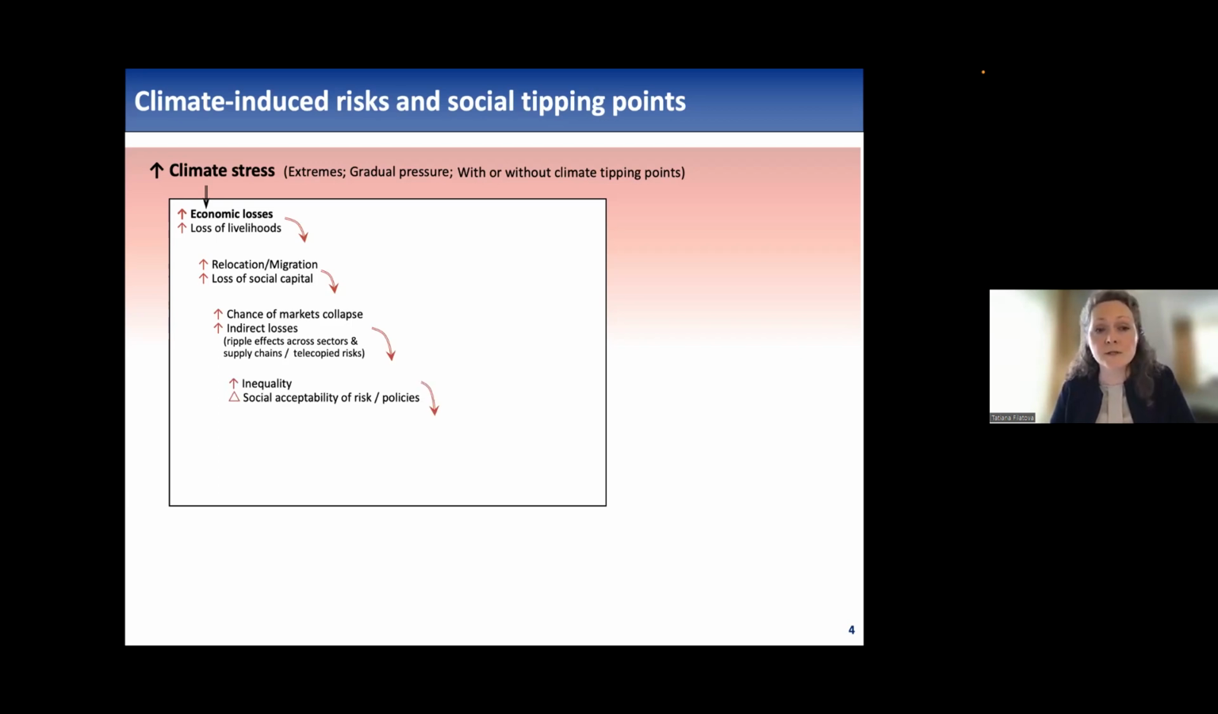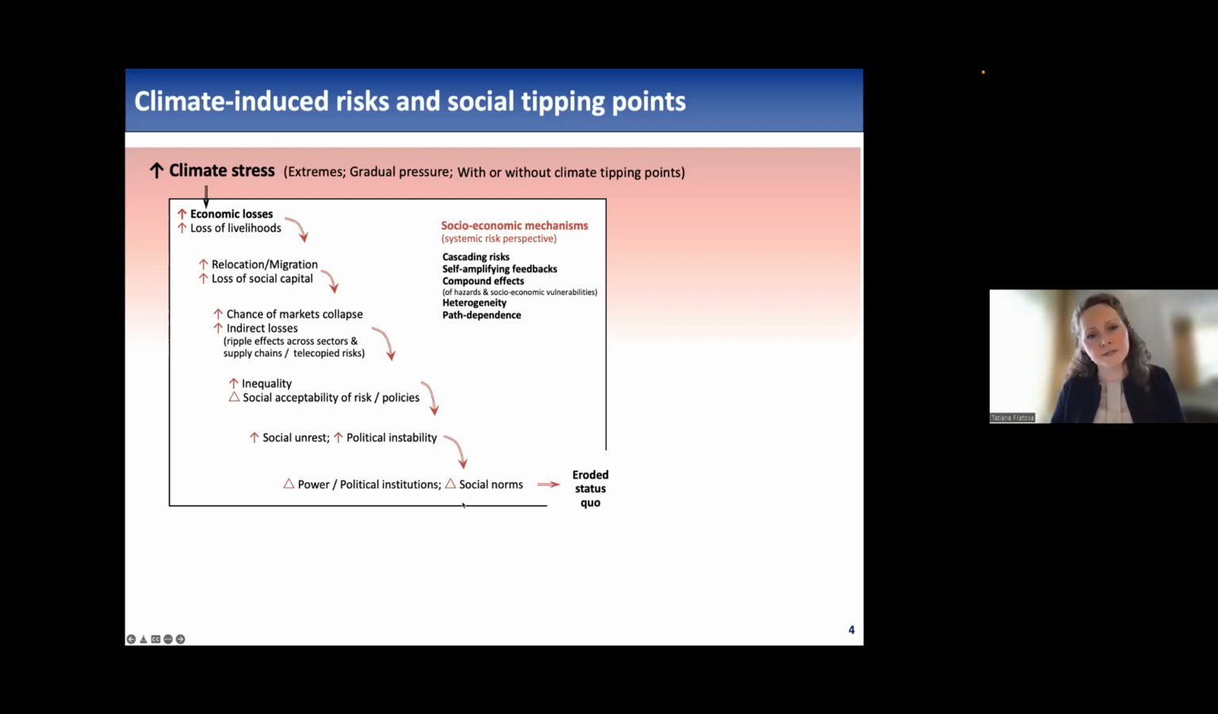That also leads to the increase of inequalities in the society and the changes in the social acceptability of risks, but also of different policies and currently practiced policies. In some places, of course, it leads to social unrest and instability. But even if this step is skipped, what we do observe is, of course, changes in power of different groups and changes in political institutions, regulations, and changes in social norms. If this cascaded reaction is really triggered, very often what we arrive at is the eroded status quo.